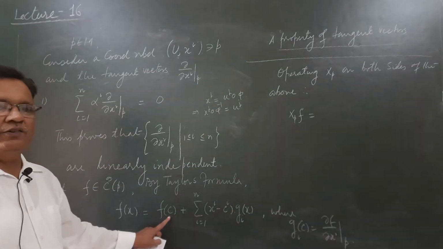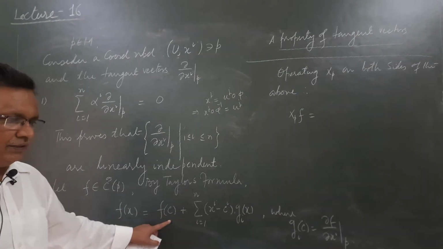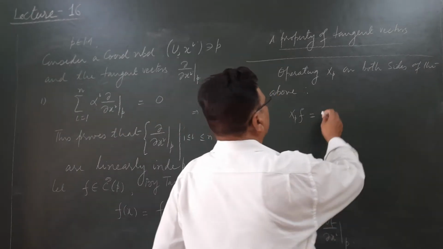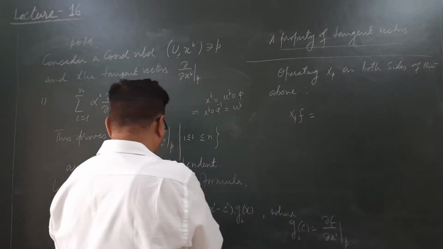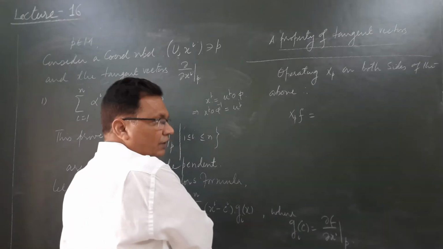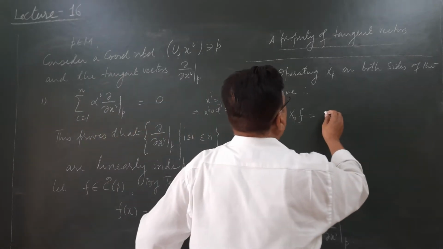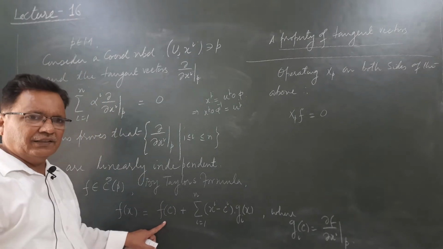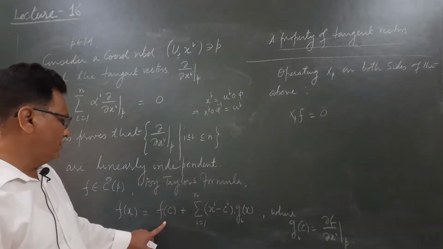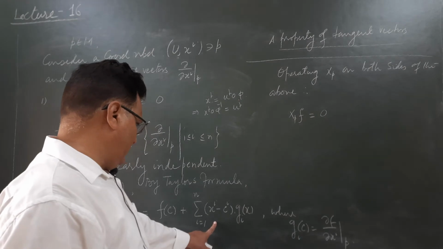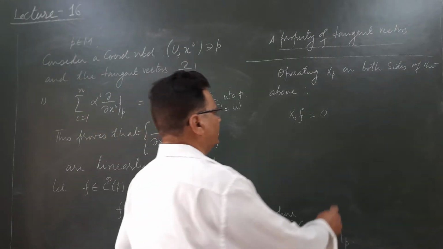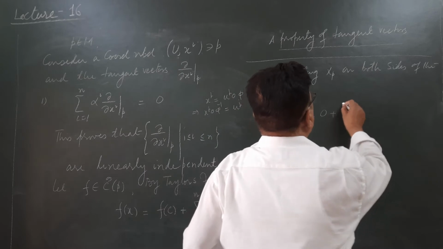ये यहाँ पे वैल्यू है, the value of the function at the point c. So Xp operating on f, इस पे जब Xp ऑपरेट करेगा तो Xp c 0 हो जाएगा, so that will be 0. क्योंकि f(c) is a constant thing, Xp operating on this will become 0. Now here you have product of 2 and summation is also there, so plus summation.